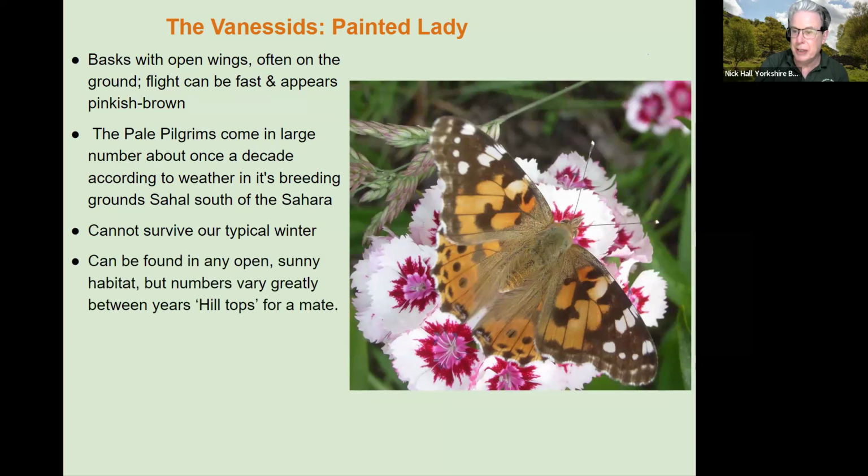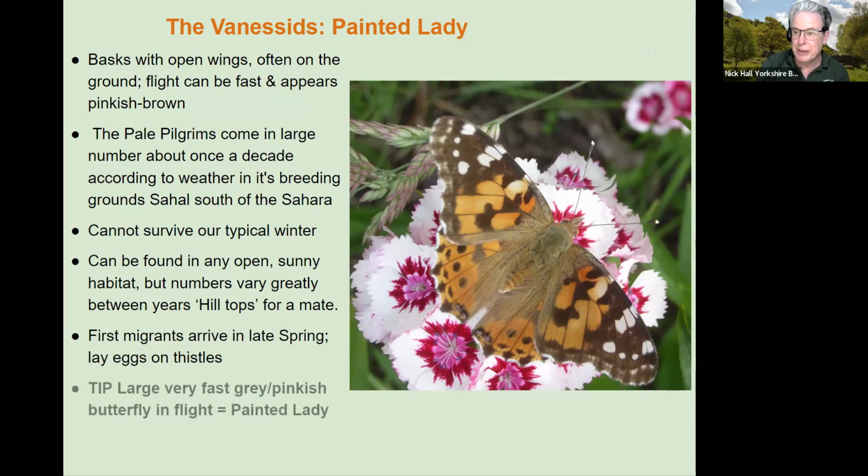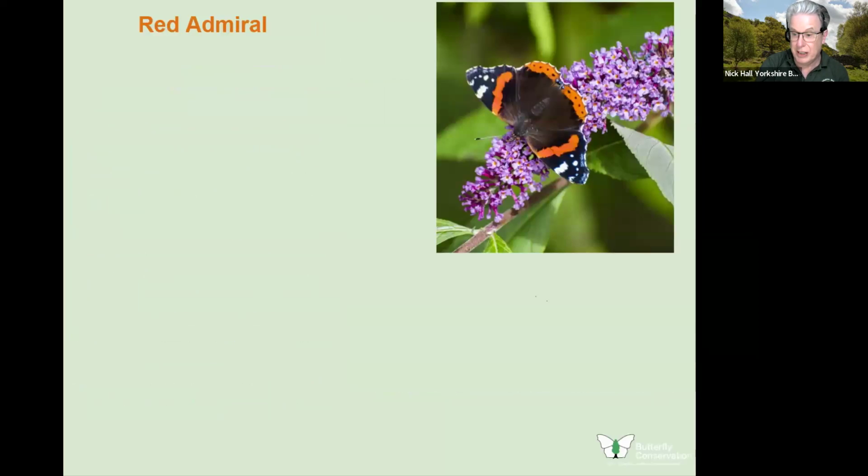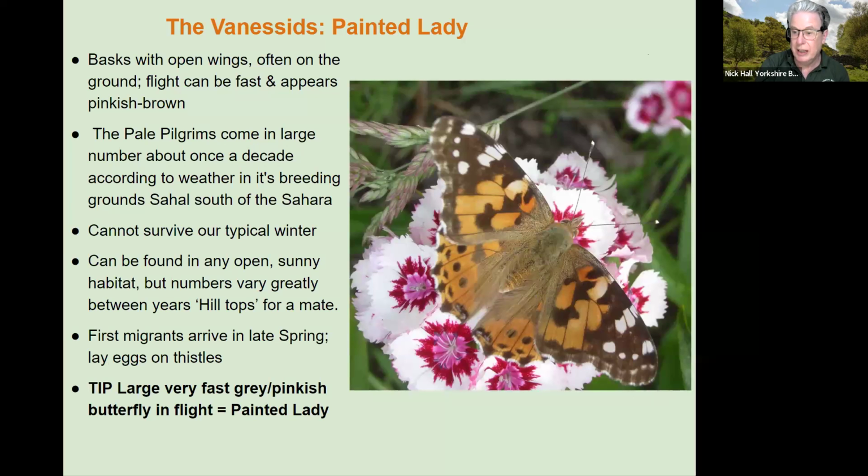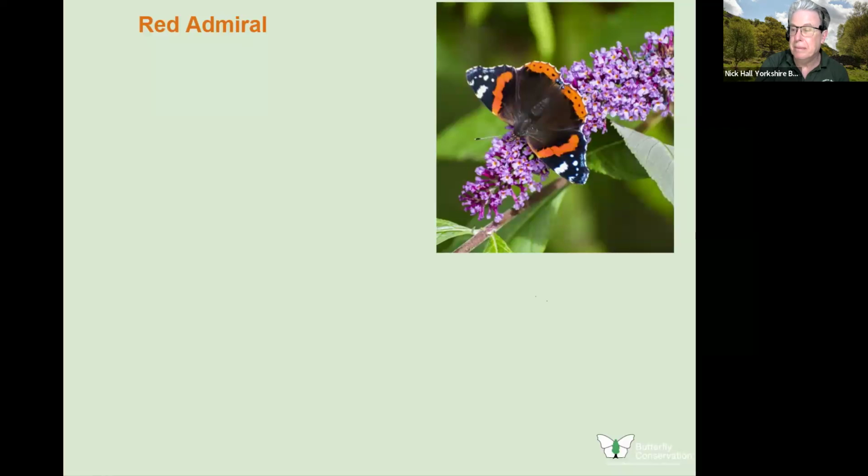Can be found in open, sunny places. They do like hilltopping, waiting to find a mate. People at the tops of hills tend to see them more than people at the bottom. First migrants arrive in spring. So if it's very large, very fast, and pinkish in flight, the chances are it's a painted lady. Speed and size, pink.